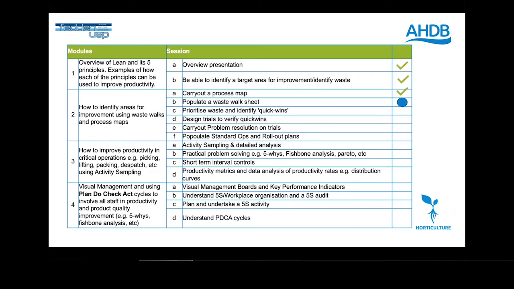This is where it sits in the grand scheme of things. David did the overview of what lean is, how to identify and get you thinking about where to identify potential improvement areas within the business. Last week we did how to carry out a process map using post-it notes, and then this week it's really a question of converting those process maps onto these waste walk sheets. And then for the rest of this module, we'll talk you through how you then convert the waste walks into ideas of how you actually carry out some improvements, and then how you actually go about running trials on your improvements as well.